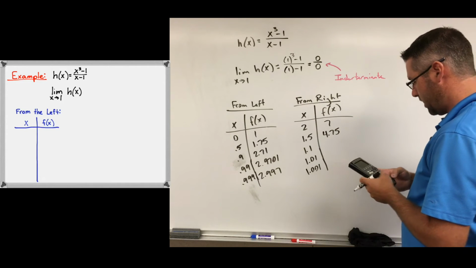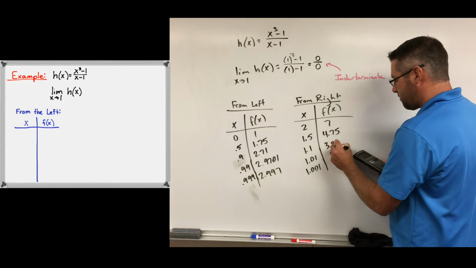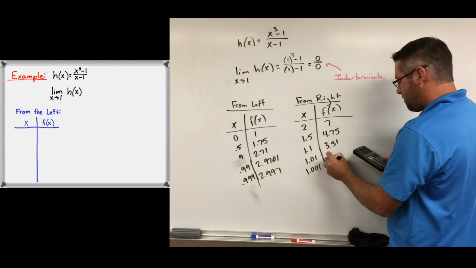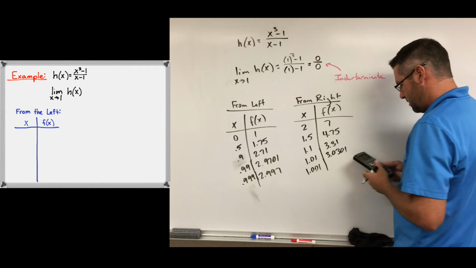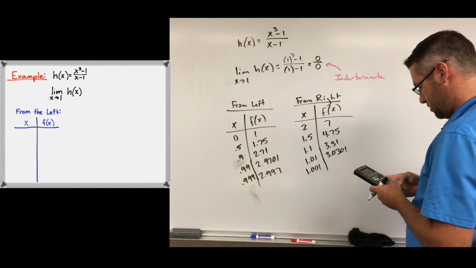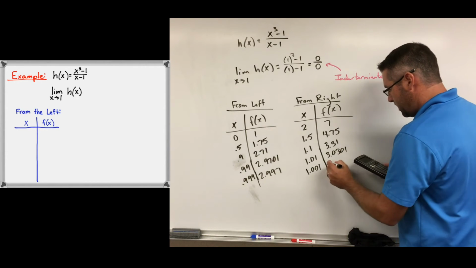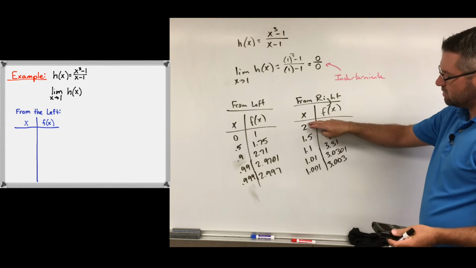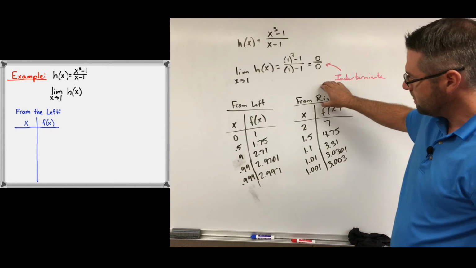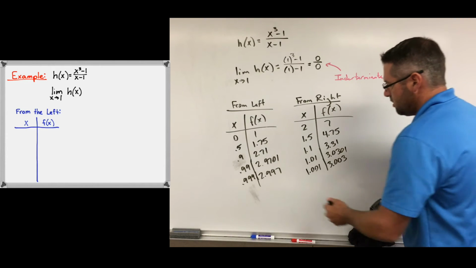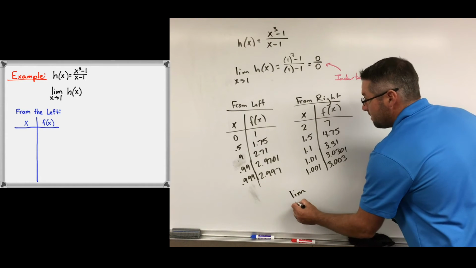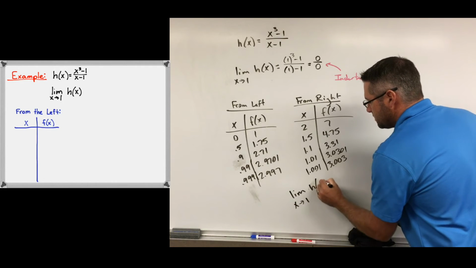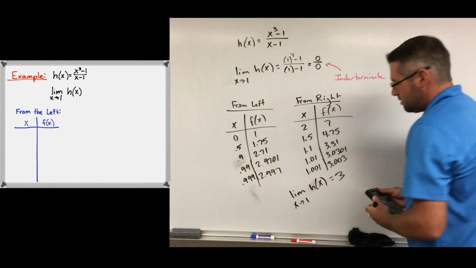How about 1.1? We end up with 3.31. And 1.01, we end up with 3.0301. And we'll do one more, 1.001. We end up with 3.003. And so you can see that as x gets closer to 1 from the right-hand side, we are also approaching the value of 3. So the limit as x approaches 1 of h of x appears to be 3.